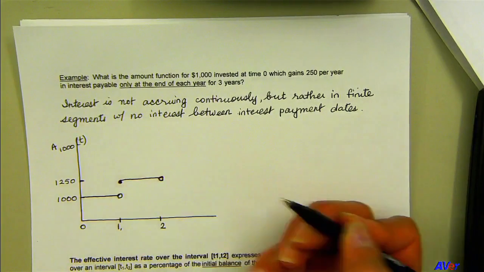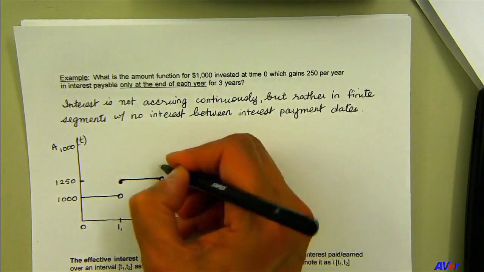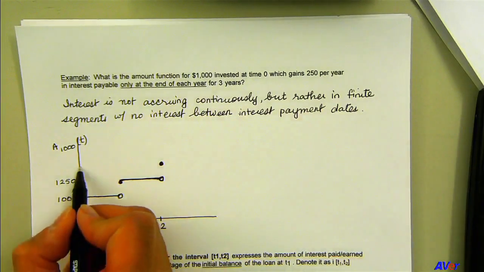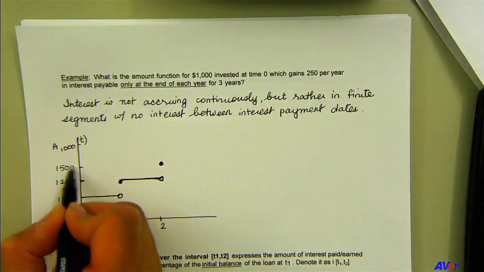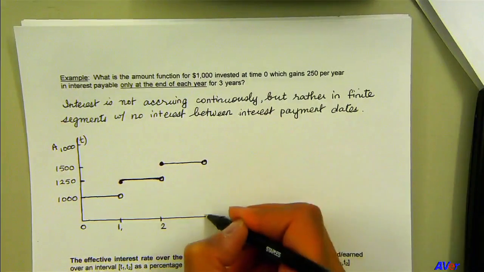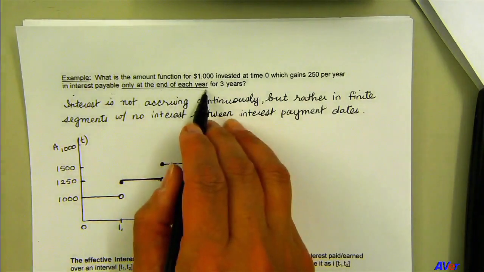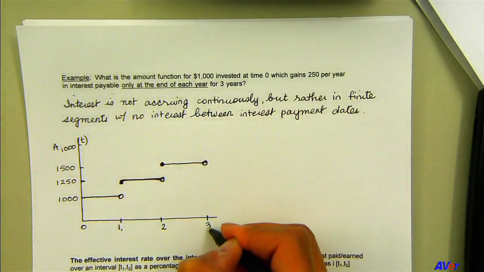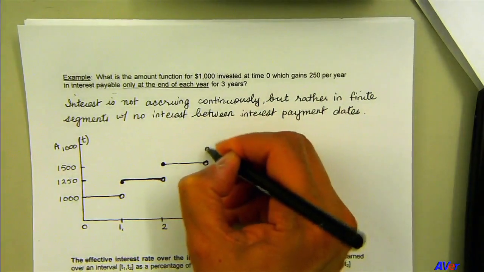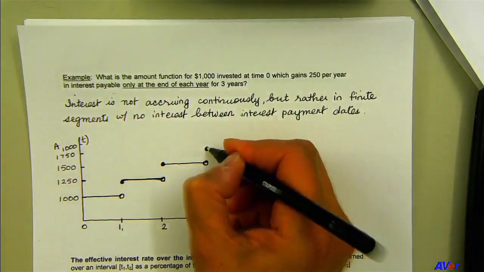No interest here for the whole second year, but at the end of the second year, it will pay you interest. So how much do you have? 1,500. Very nice. And then that continues to time 3, and so forth. But then what happens? Only at the end of year 3, for 3 years, it stops. So after 3 years, what happens? At 3 years, it jumps to 1750, right? But then what? No more interest. It stays flat.